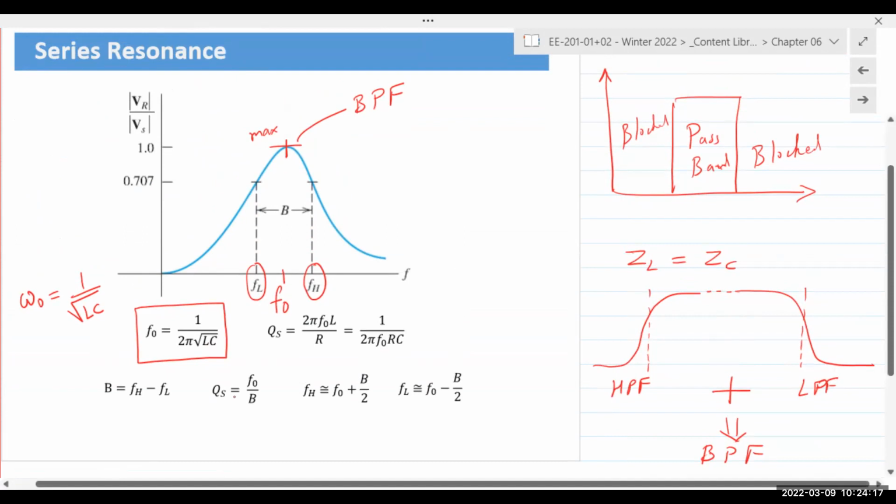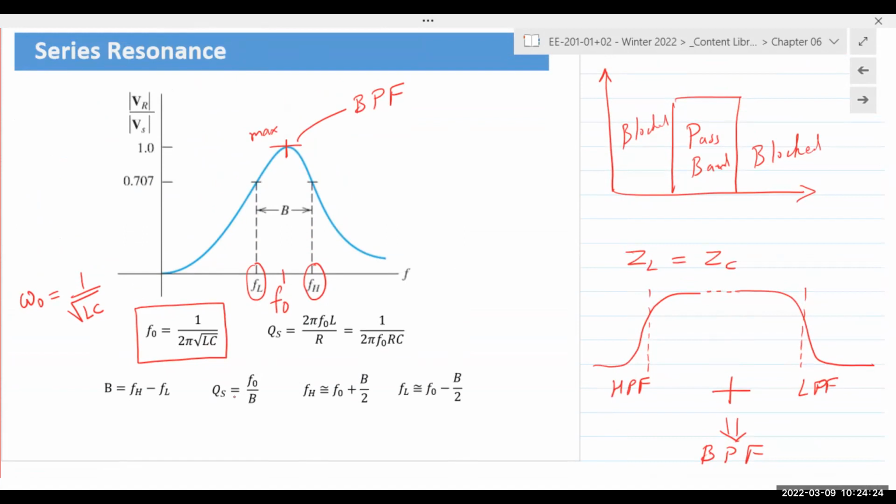There is a quality factor associated with the circuit. It is still denoted by Q. Q stands for quality, but this is not the Q that is used for inductors and capacitors. The subscript S denotes that it is for a series resonant circuit. So QS refers to a series resonant circuit. In terms of the components, these are the two equations.